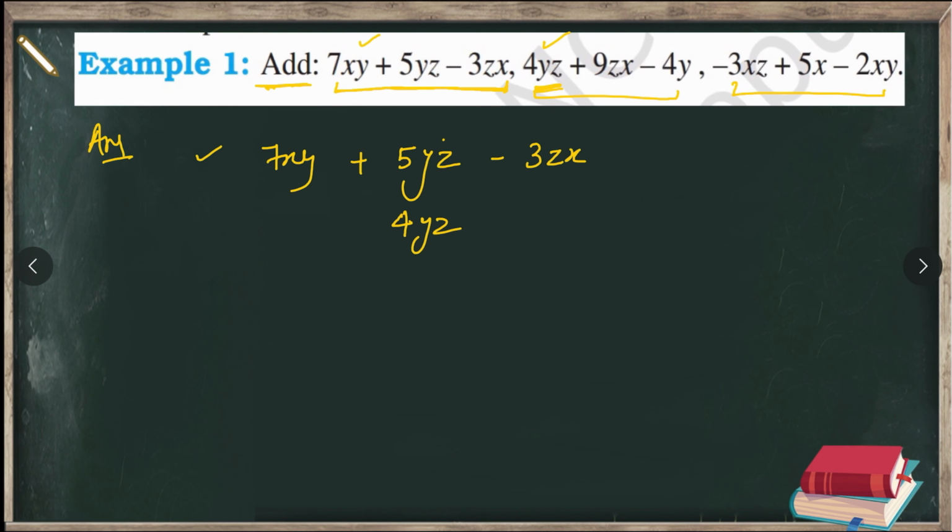Okay, now see the next one is plus 9zx. The first expression also has a zx term, so we'll write plus 9zx below it. Okay, this term was with a plus sign. And the last term is minus 4y. Now you can see we don't have a y variable term in the first expression, so we cannot write this term below any of the three terms. So we'll write it after these terms, minus 4y, since we don't have a y term in the first expression, so we'll write this after all the terms.